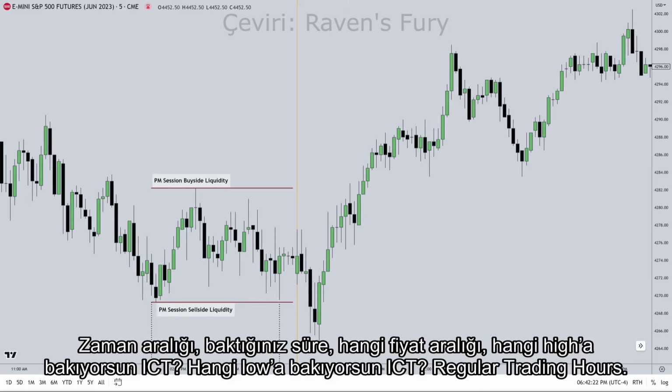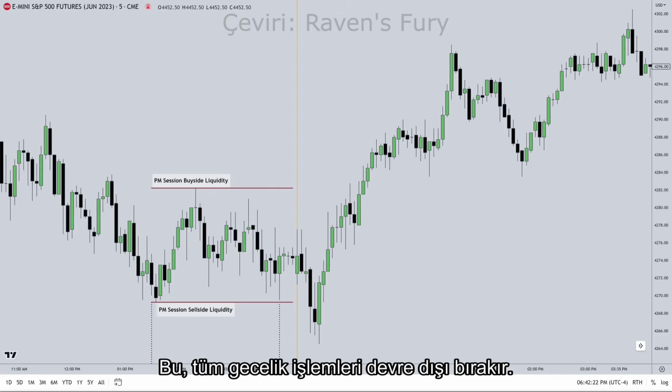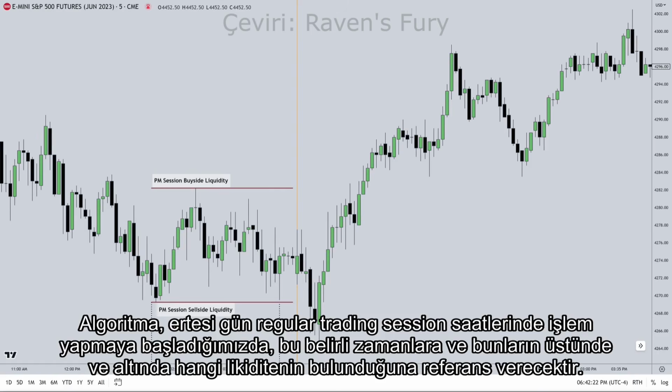The time window, the amount of time that you're looking inside of, what price range, what high are you looking at, ICT, which low are you looking at, ICT, regular trading hours, it cuts out all the overnight trading. The algorithm, once we start trading regular trading session hours the next day, is going to refer back to these specific times and what liquidity exists above and below it.